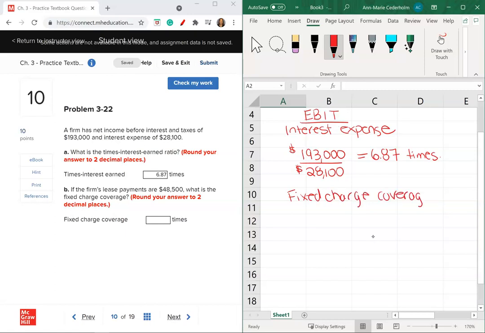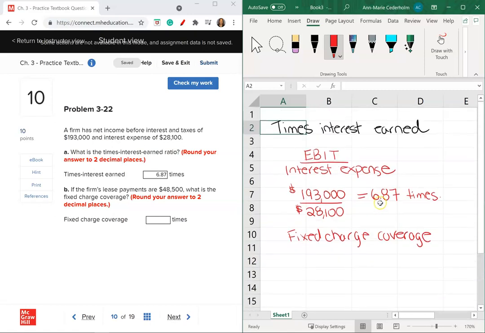Now the fixed charge ratio is essentially the same ratio as the times interest earned. So I'll just repeat this one. So it's earnings before interest and taxes. Divide that by interest expense. Except we're going to add back any fixed charges. So the question will have to tell us what a fixed charge is. So add it to the top and the bottom.